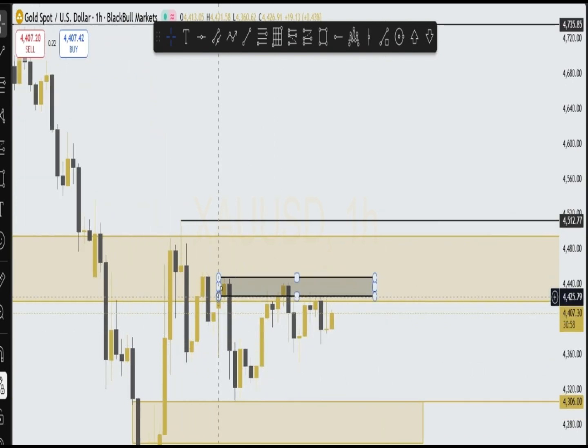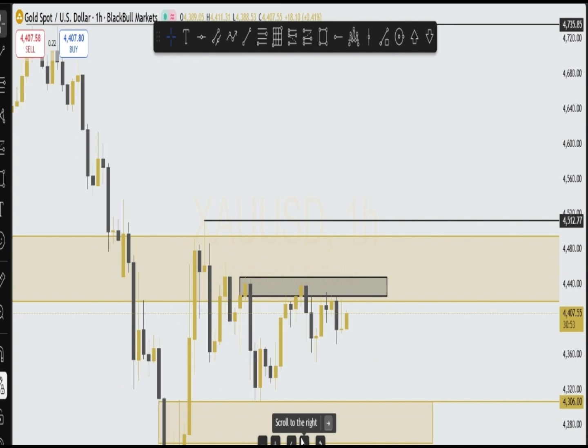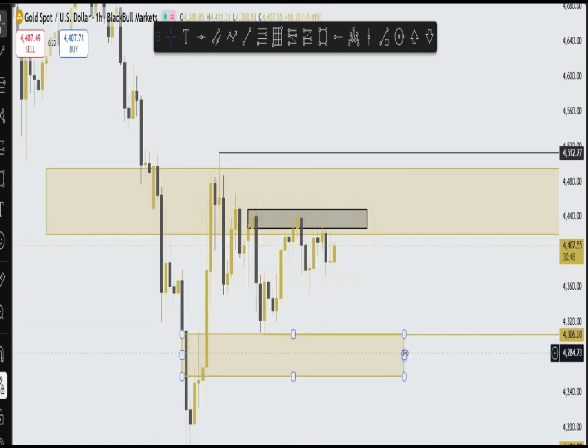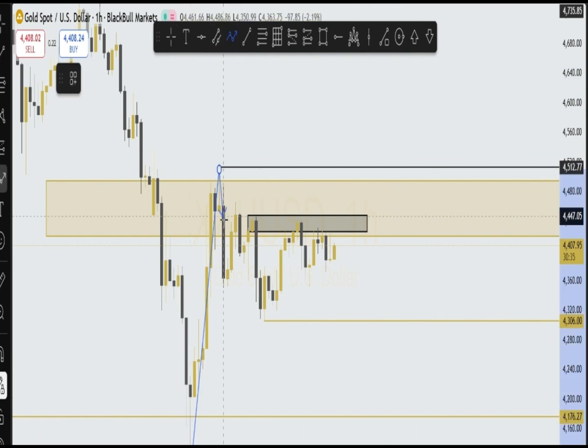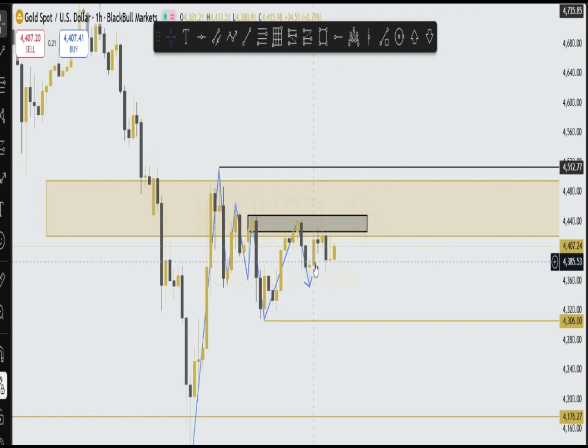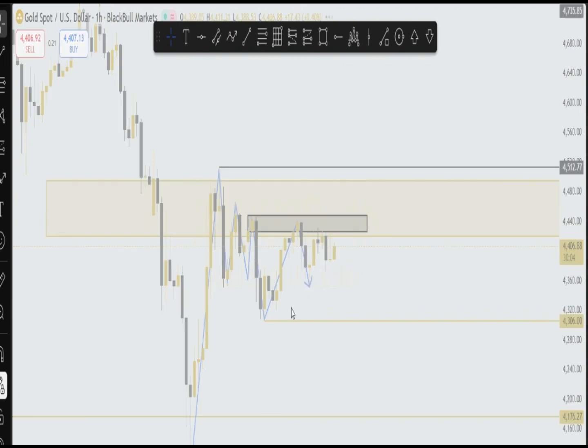But with gold, we see the reaction that we were expecting from that order block that we mentioned. So we could have got a sell which gave us at least 100 pips, right? So that's what we could have got.